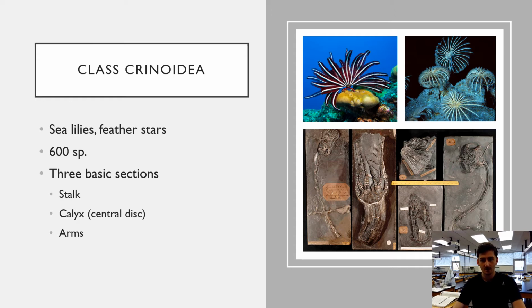So every single organism that we talk about inside the phylum Echinodermata, such as the sea stars or brittle stars, will have this calyx, and this is just this central disc with basically a mouth on it.